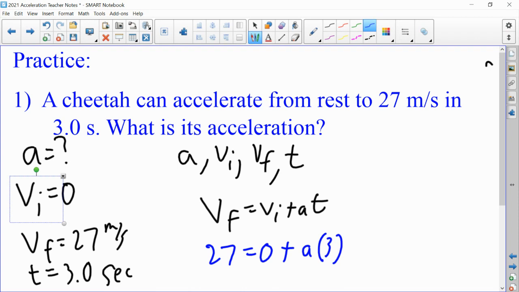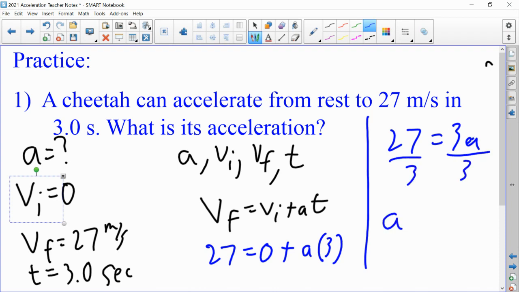If we write it all out, 27 is equal to 3 times A. Divide both sides by 3, and my A is going to be 9 meters per second squared, which is a very large acceleration. Cheetahs can accelerate incredibly fast.